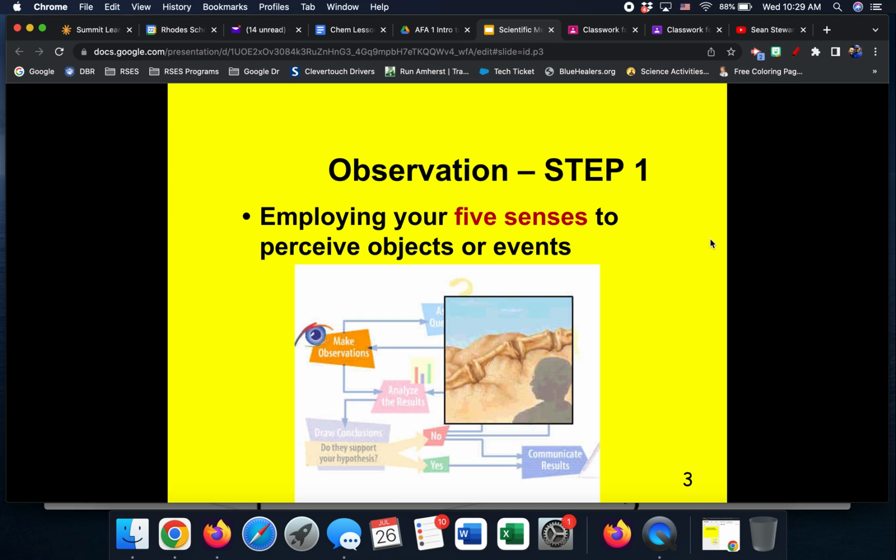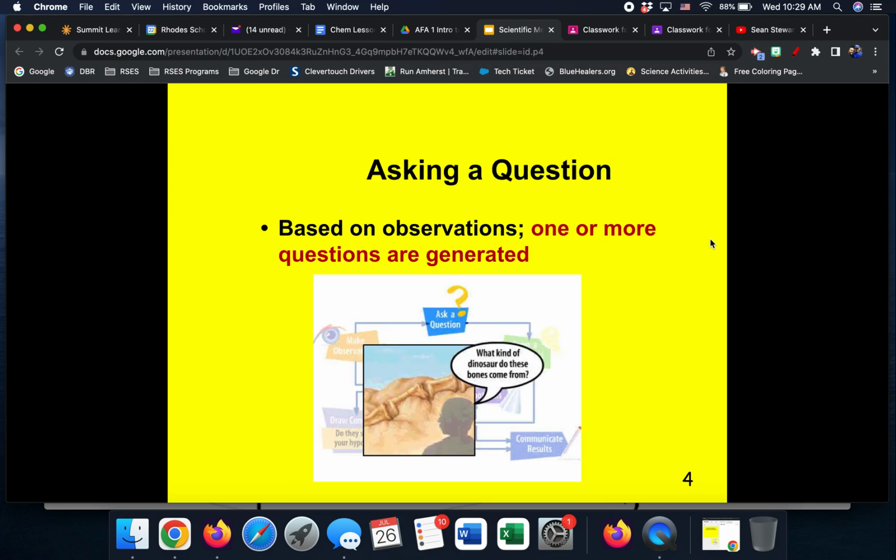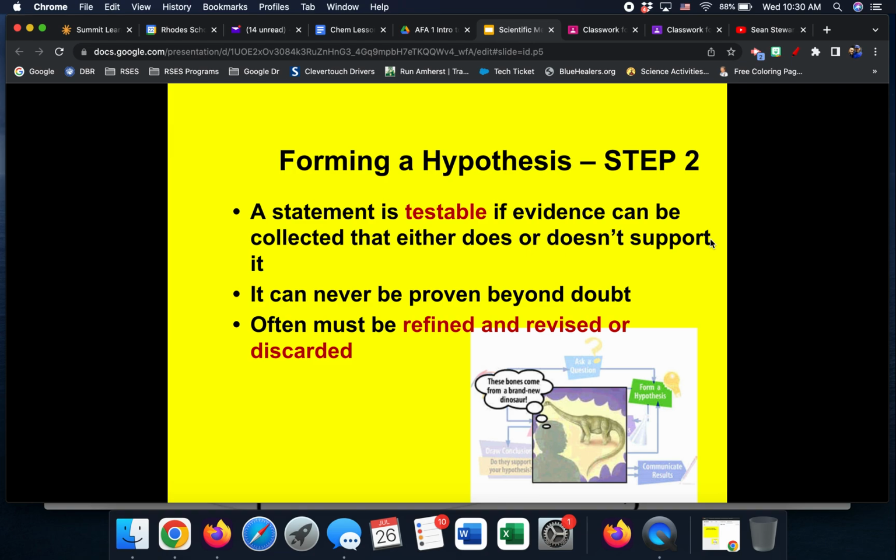You make an observation with one of your five senses, so it's something you know for a fact from seeing, touching, hearing, tasting, and smelling, which we won't be doing those last ones too much in science, but it's definitely something you know as a fact from one of your senses. And based on those observations, you generate a question, and it has to be a testable question. And that leads us to step 2.